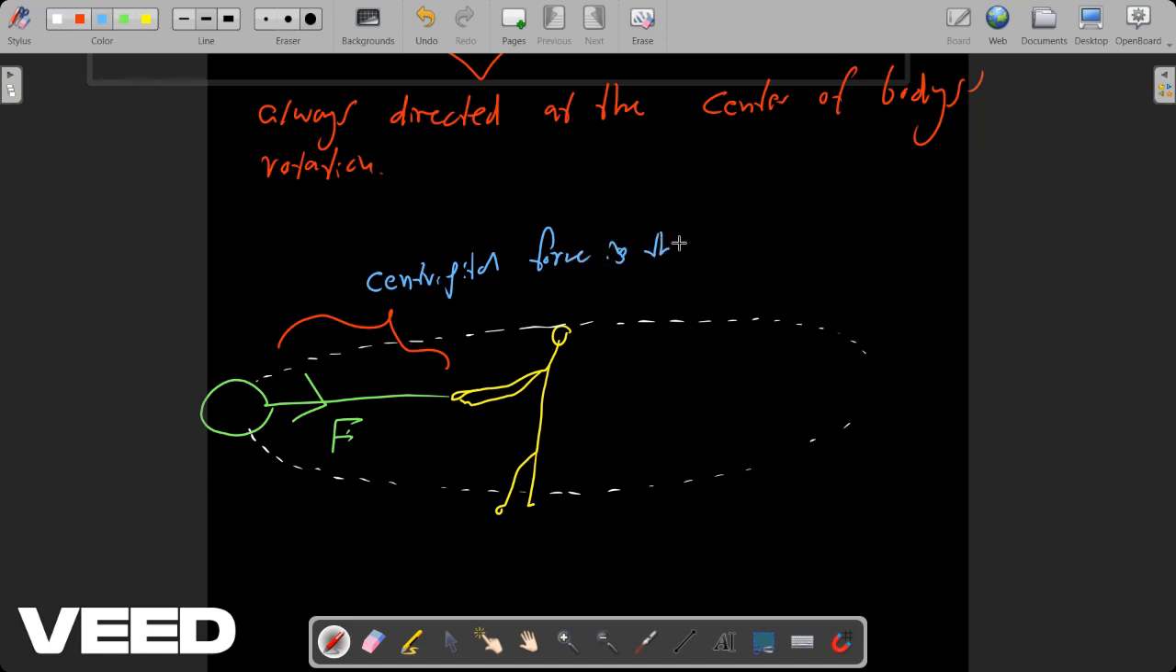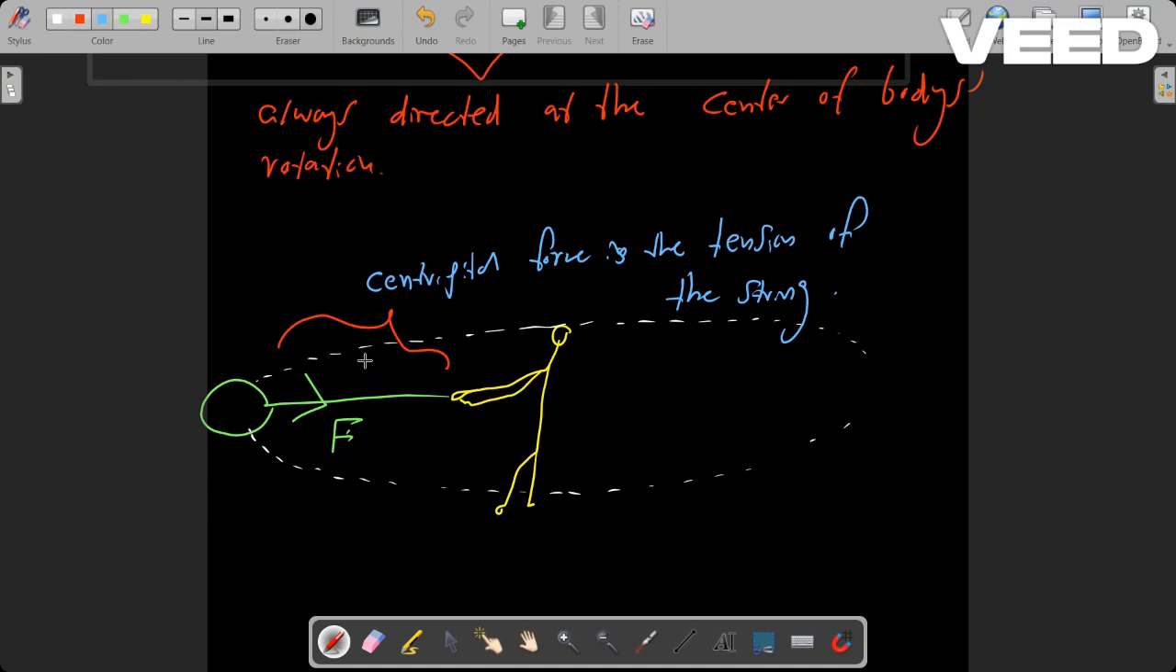It's the tension of the string. Centripetal force is the tension of the string, right? Okay. Now remember, the centripetal force and the centripetal acceleration have the same direction, right? The force is towards the center, therefore the centripetal acceleration is also towards the center, right?